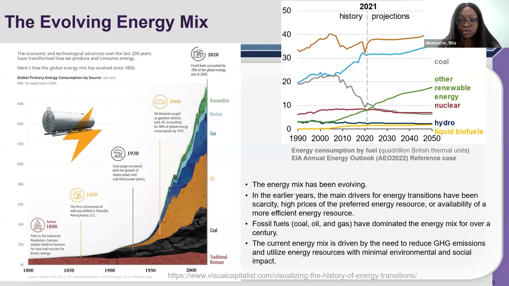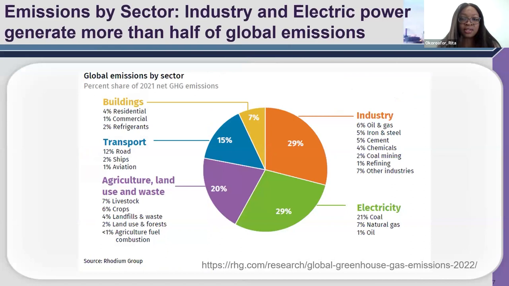So to understand more the emissions landscape, we need to look at where we are getting emissions from. And there are different sectors where we get emissions. So globally, we see that we have the industries, we have electricity, that means generating electricity. You can see coal, natural gas, and oil, agricultural land use and waste, transport, and buildings.